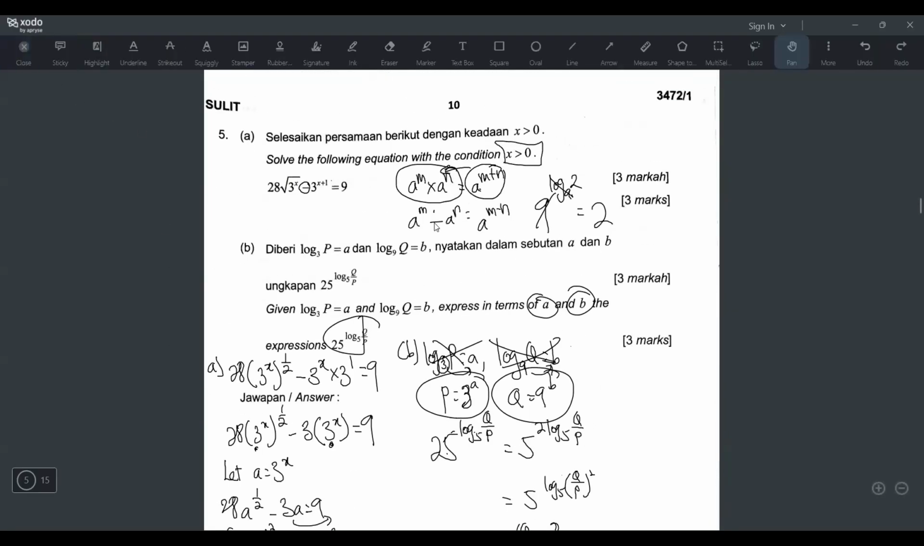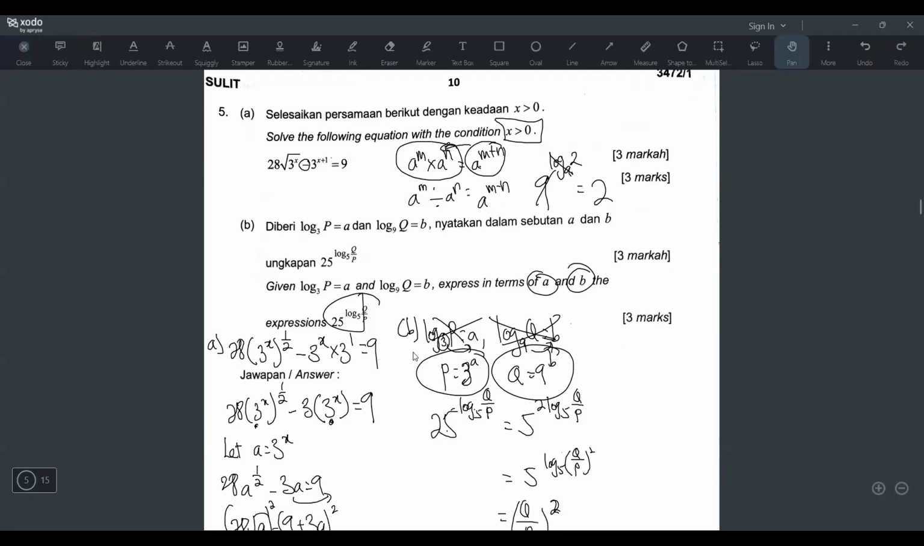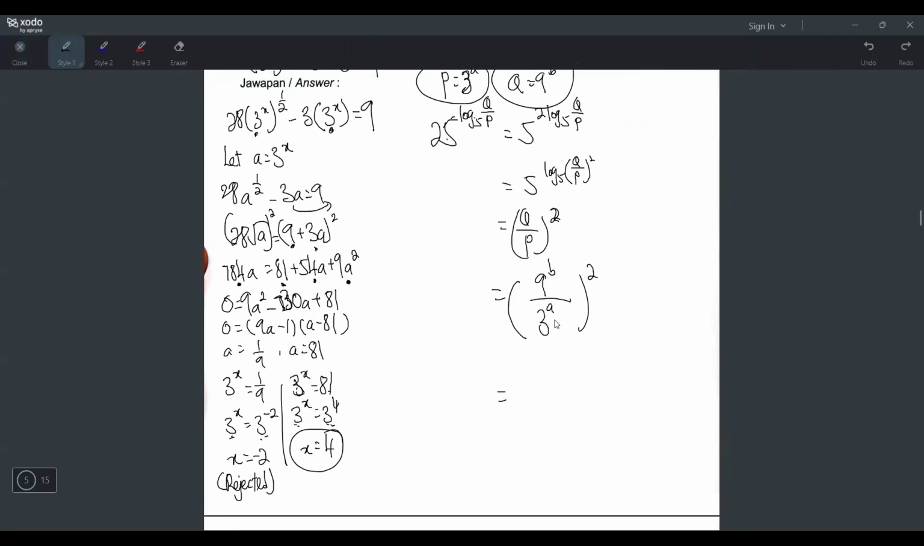And I told you just now, if divide same base, the power we can minus. But it's not the same base now. So make it the same base. 9 memang boleh tukar jadi 3 power 2. But it will become 3 power 2 power B. So 3 power 2B over 3 power A, and then bracket power 2. And then now it becomes what? Bracket power 2. Okay, this one is same base divide.